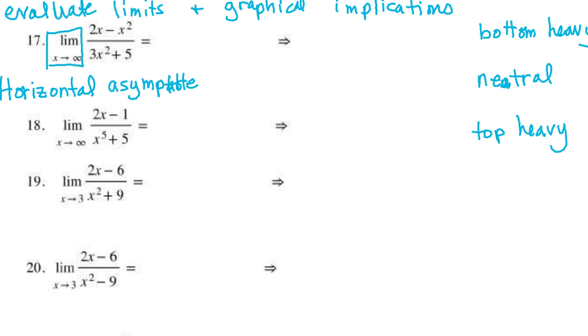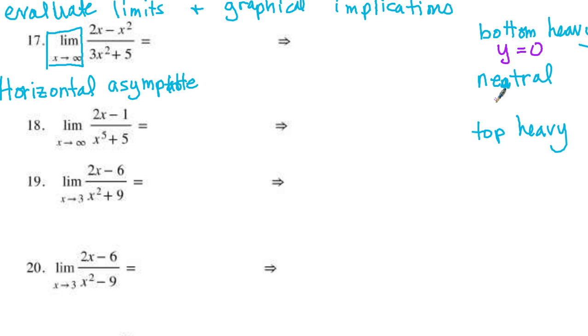So if your graph is bottom heavy, we're always going to have y equals 0 as a horizontal asymptote. Okay, the values on the bottom of your graph will be so much larger than the values on top that essentially you're going to be going to 0. The fractions will be so small.